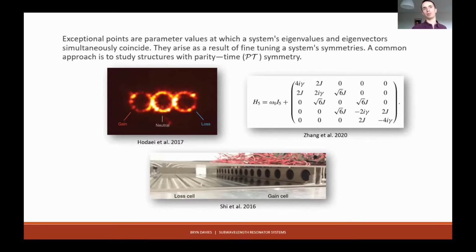Some examples of this: the photonic example from a few slides ago is symmetric in the sense that it's a symmetric geometry, but you have gain and loss enforced in a matched way on either side. People have also studied symmetric Hamiltonians of this form, and more relevant to the kind of things we're trying to do, people have also found ways to implement loss and gain elements in acoustic arrays, and indeed to achieve exceptional points in these structures.